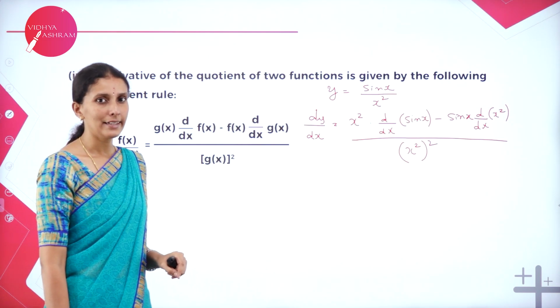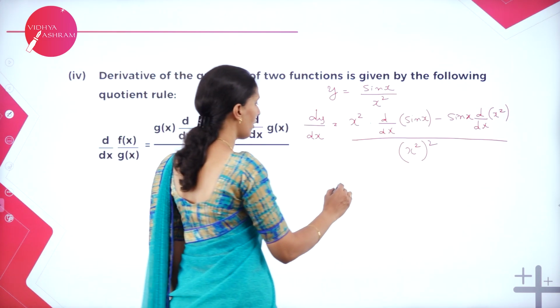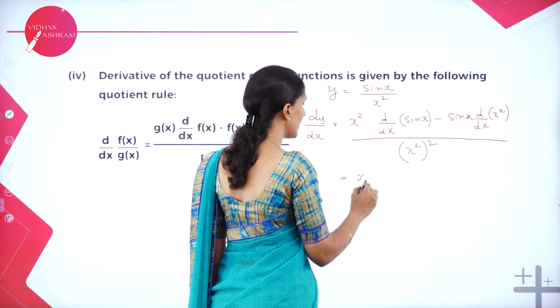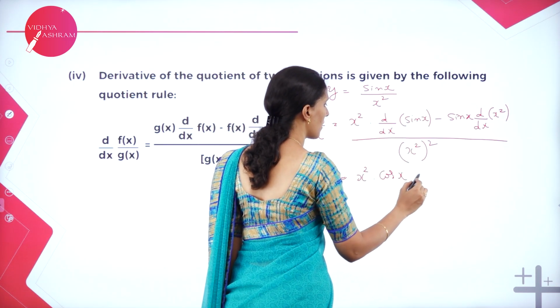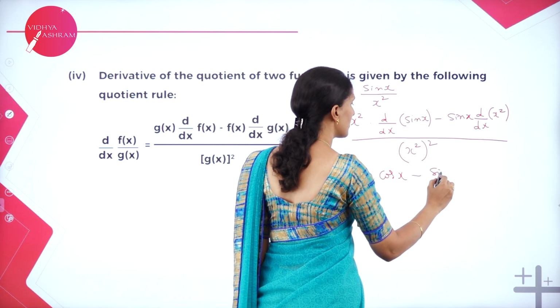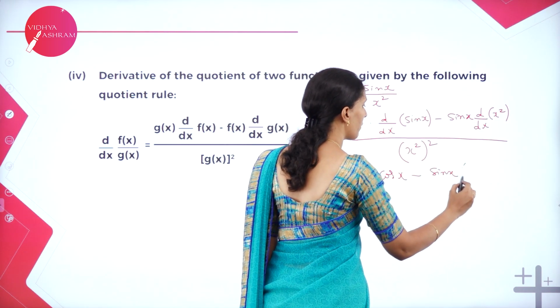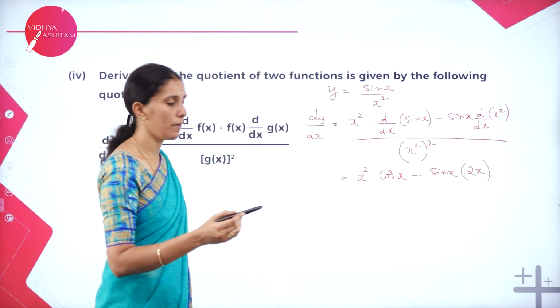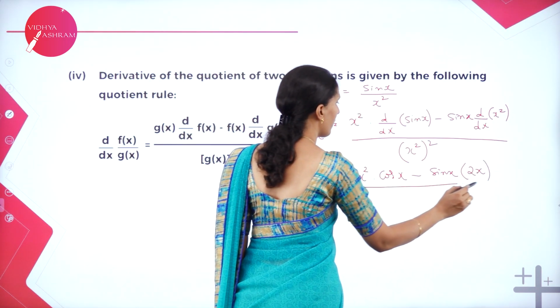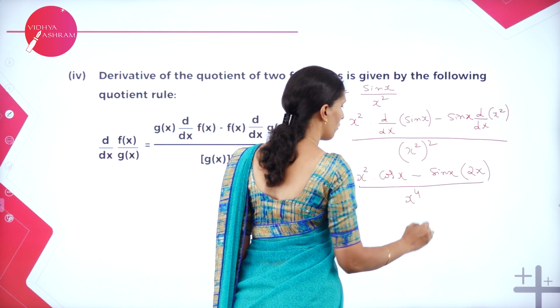Now let us write the derivatives of the given function. Here it is as it is. The derivative of sin x is cos x, minus sin x. The derivative of x square is 2x. You can use the formula n into x to the power n minus 1 also. Whole divided by x to the power 4.